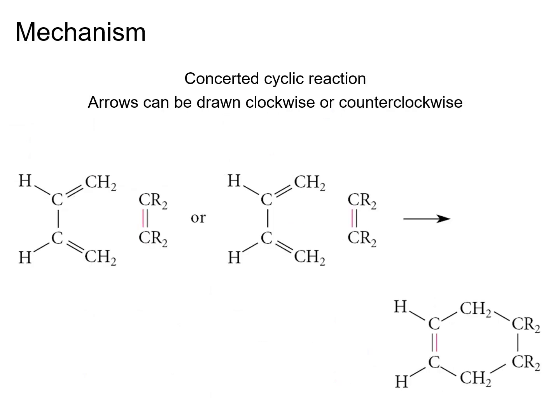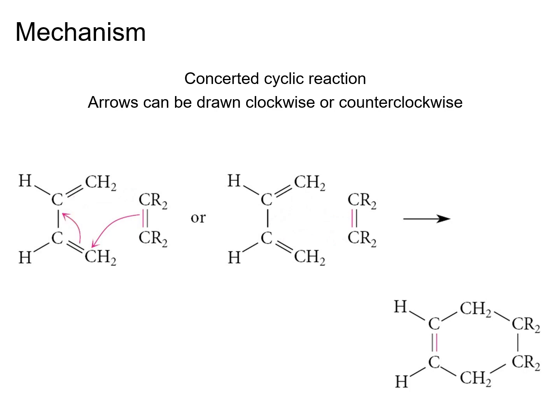Before worrying about stereochemistry, let's focus on the mechanism. This is a concerted cyclic reaction, and you can actually draw arrows two different ways, as long as you draw them all clockwise or all counterclockwise. So how we can start, if we wanted to draw them clockwise, we can have this double bond come down, push the electrons from the double bond up.